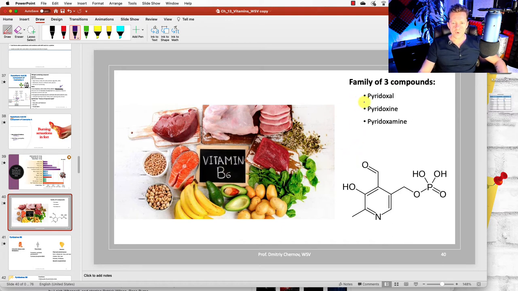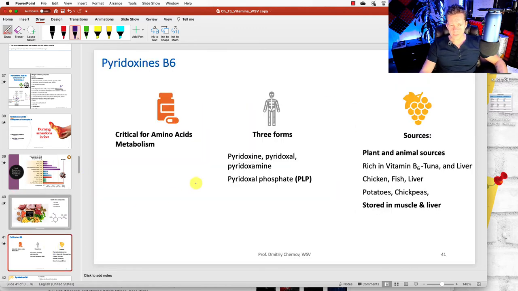So there's a family of three compounds of this particular vitamin: pyridoxal, pyridoxine or pyridoxamine, not that important. So what's important to remember for this vitamin, besides its energy transportation, is that it's critical for amino acid metabolism. So when we're consuming proteins, your body breaks down amino acids, and then those amino acids go through their own metabolic processes, through synthesis. We need this particular vitamin because it plays a role like a chaperone or a transporter. That's the role it will take.